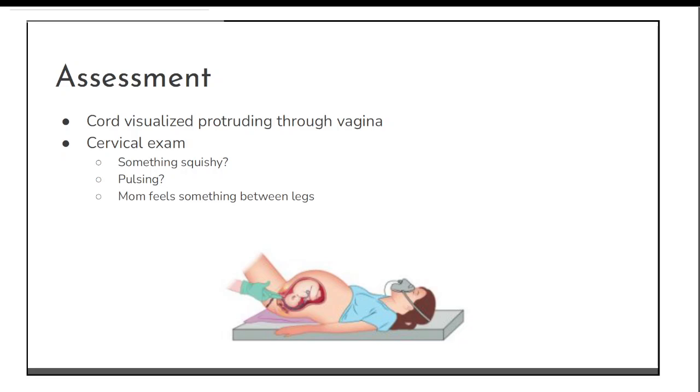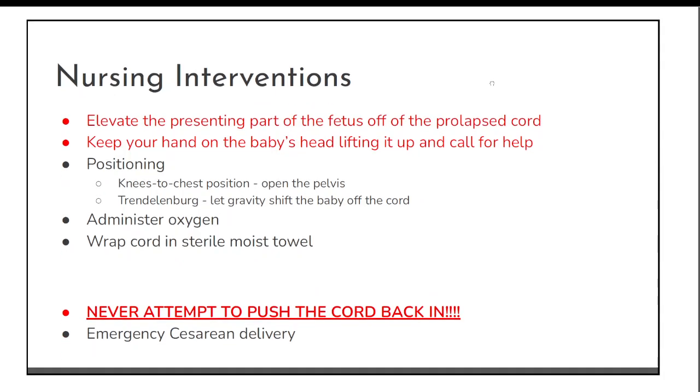Okay, so what do we do? Your priority nursing intervention is to elevate the presenting part of the fetus off of the prolapsed cord. Not lying the client in a particular position, not notifying the healthcare provider. There's something you can do to help the client here, and it's elevating the presenting part. When you look at the picture, it makes sense as to why, right? That head is squishing down the cord, cutting off blood flow.